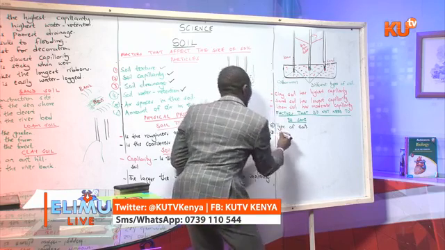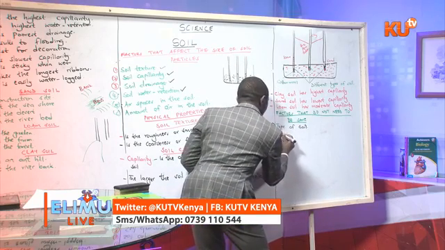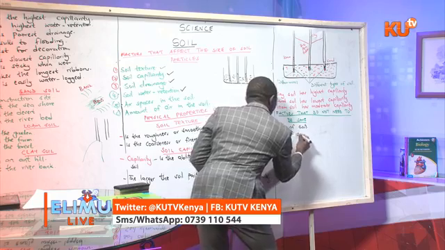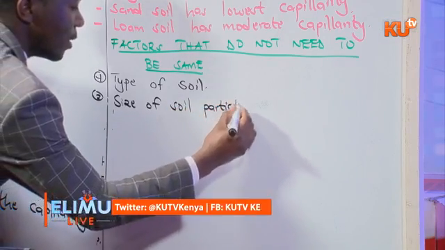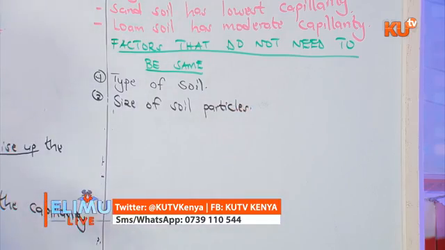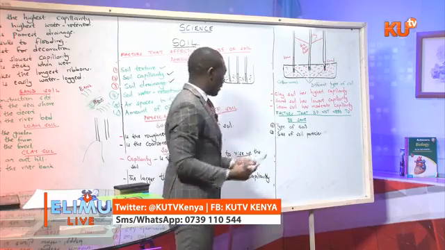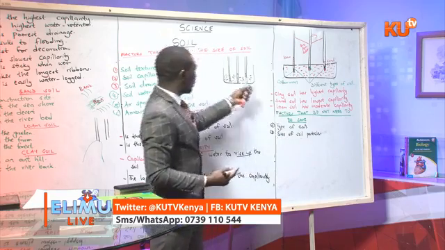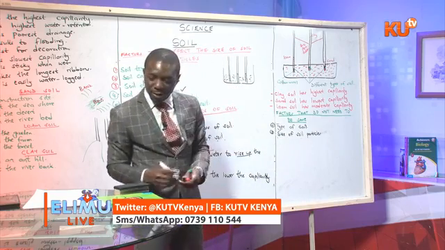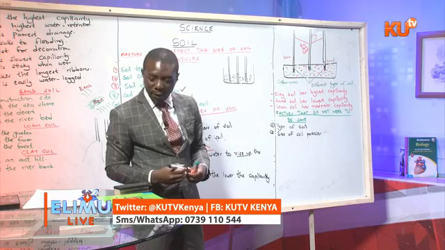Number two is the size of soil particles. Examiners are very funny. They want to test you. As we know, these types of soil have different sizes. If you use the same size of soil particles, your experiment will look like this. So the size of soil particles should not be the same.